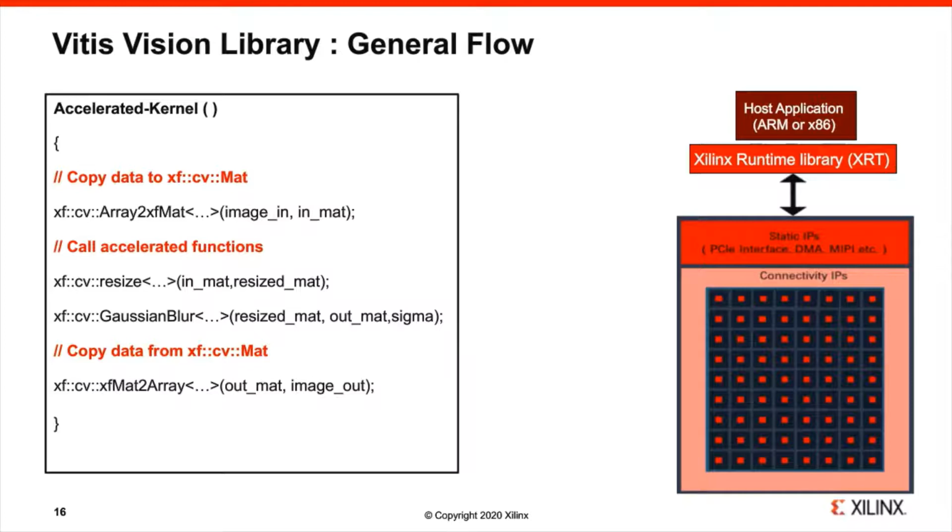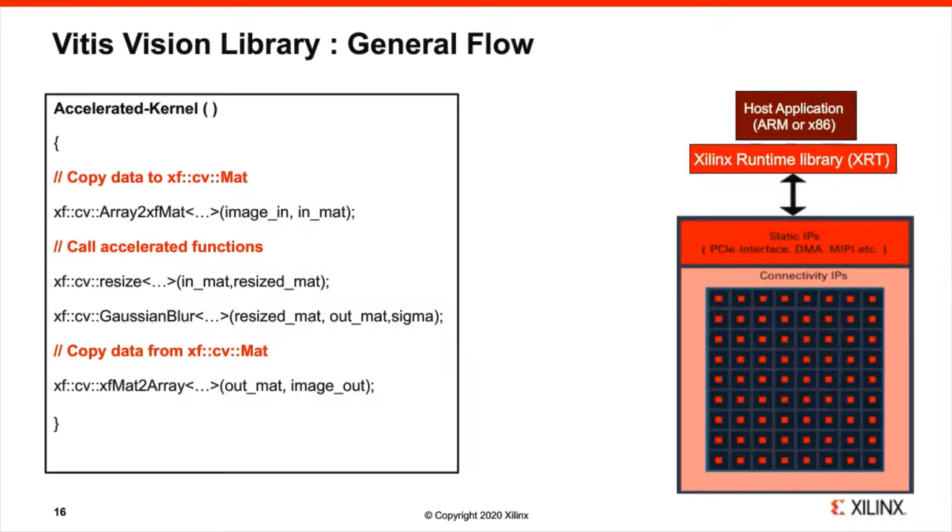Next, you would call the accelerated functions from the Vitis vision library. All of these are defined in the XFCV namespace. For example, here, the XFCV resize is an FPGA accelerated version of the CV resize from OpenCV. XFCV resize requires all the parameters that the OpenCV version requires and some additional parameters like pixel data type and the number of pixels you need to process per cycle, which affects the throughput when implemented.